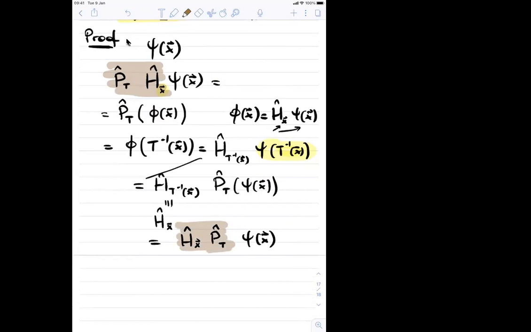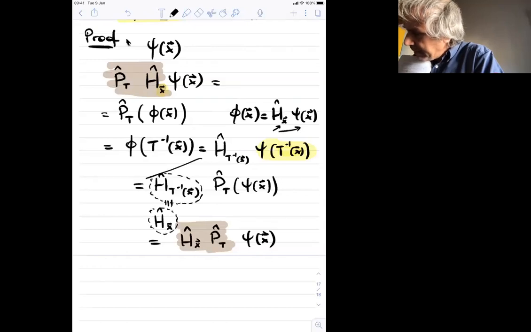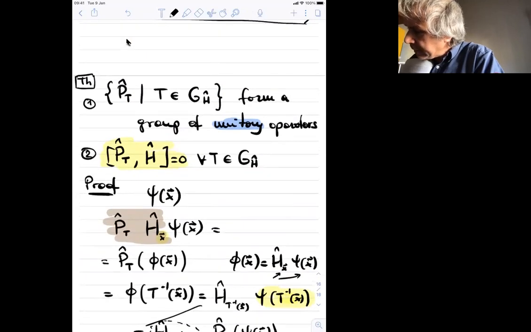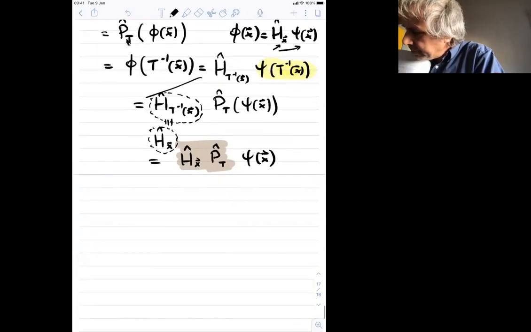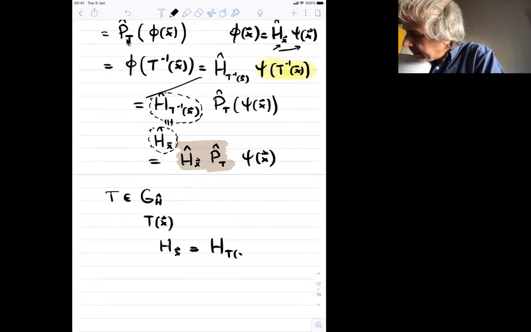How do you get the Hamiltonian of t minus 1 x to be equal to the Hamiltonian of x? Yeah, the one before the last equality. This one. Remember, T belongs to the symmetry group of the Hamiltonian. This means the following thing. So T belongs to the GH. This means that if I take T of x and I take the Hamiltonian in x and the Hamiltonian in T of x, which is, by the way, x prime, they are exactly the same.